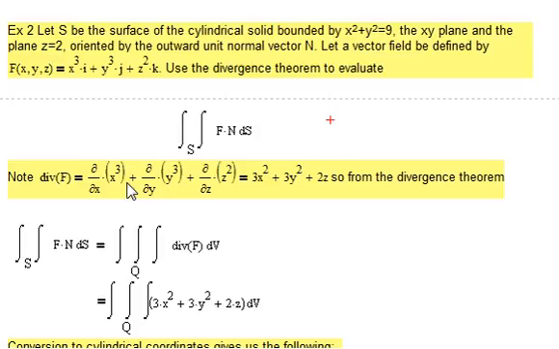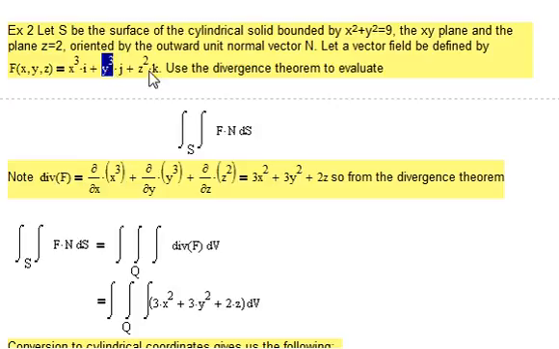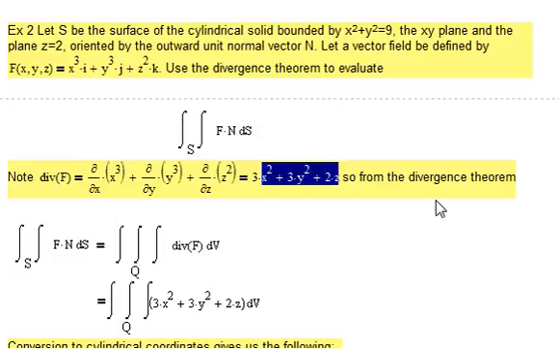Okay, so according to the divergence theorem, the divergence of this vector field is the partial of the i component with respect to x plus the partial of the j component with respect to y plus the partial of the k component with respect to z. So that would be 3x squared plus 3y squared plus 2z. There it is, right there. So from the divergence theorem, if we want to evaluate this surface integral, all we need to do is, over the solid Q, find the divergence F dV. Of course, the divergence, we already have it, it's right here.